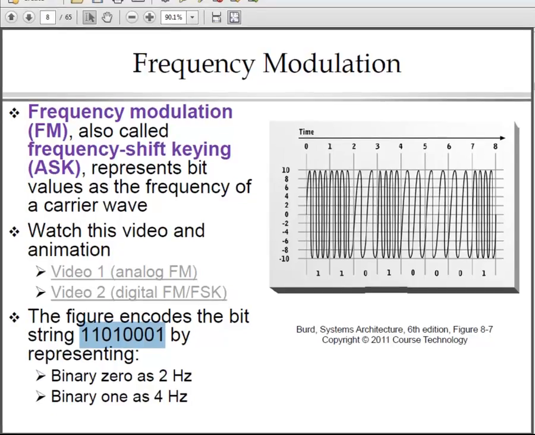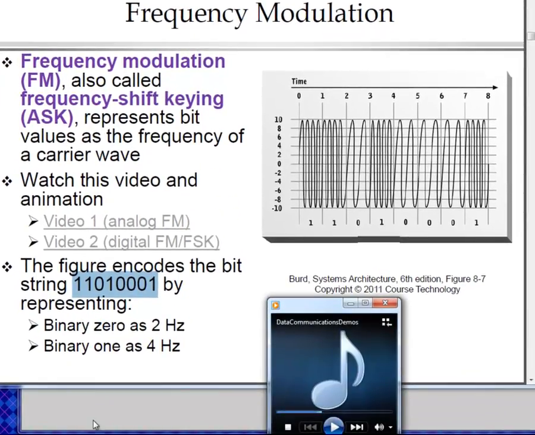Let's go back to our sound example here and see what that sounds like. Let's run this. Okay, let's run that again. One 0 0 0 1.